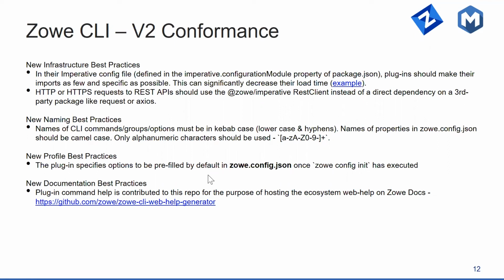The plugin specifies options to be pre-filled by default in Zowe config JSON once Zowe config init has executed. An example of this is when you run Zowe config init, what we see is it initially generates a flat structure. We felt that was easiest to get started with. And you have, for example, a Zowe SMF type profile, and underneath that, it has port pre-filled with 443, which is the default port.